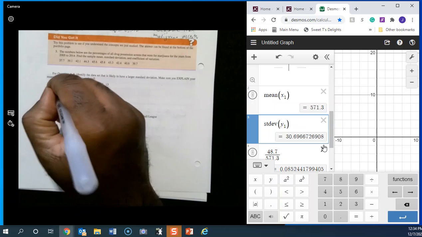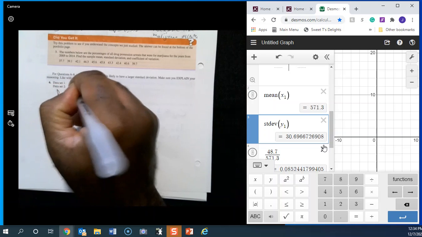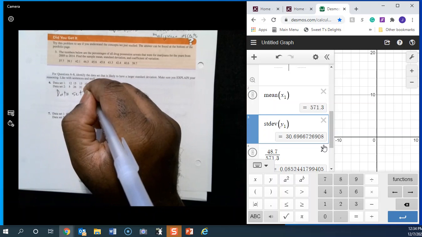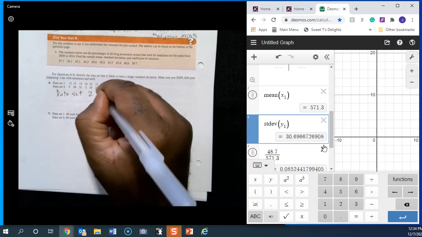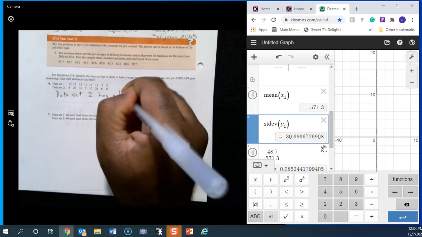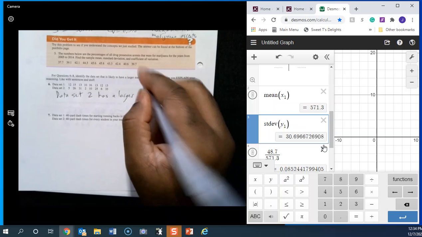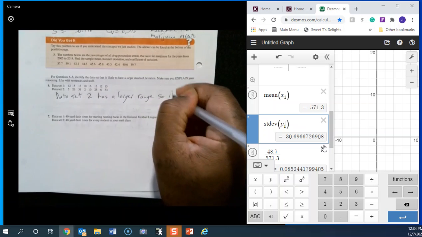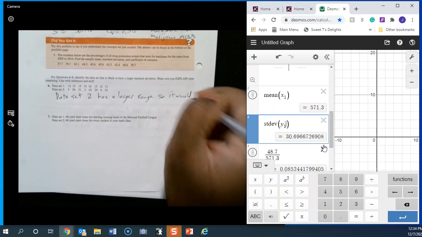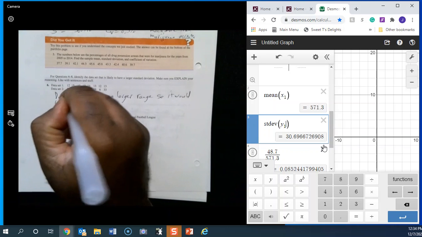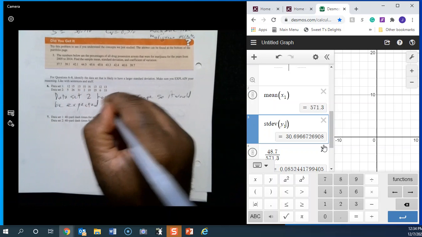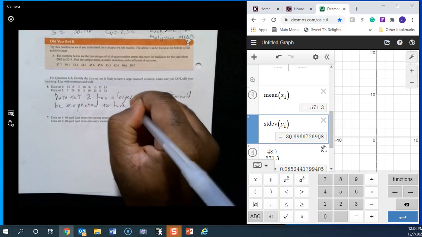So data set 2 has a larger range. So it would be expected to have higher variation.